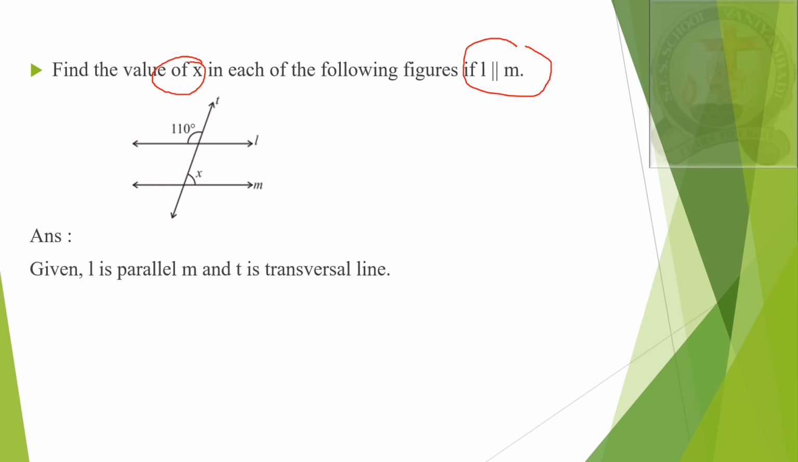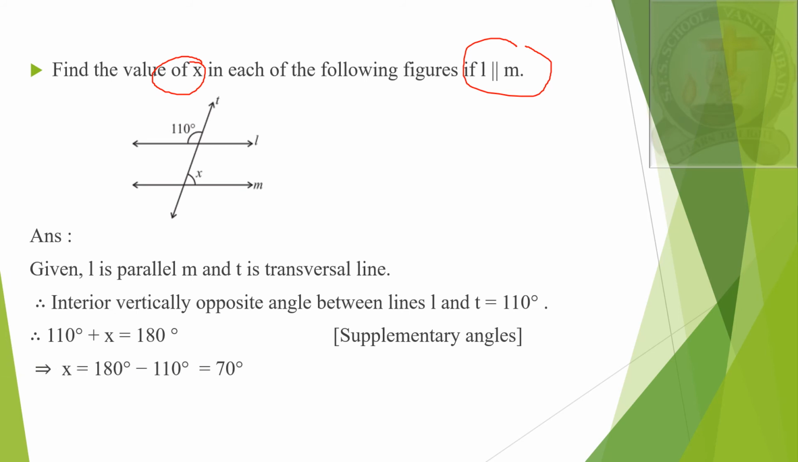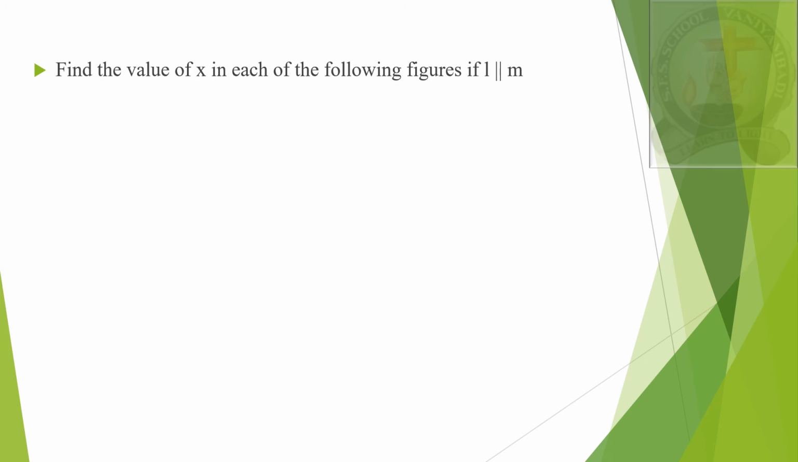Given that line L is parallel to M and T is a transversal line, the interior angles between L and T add up to 180 degrees. So 110 plus x is equal to 180 degrees because they are supplementary angles. If you calculate, x will be 180 minus 110, which is 70, if you bring 110 to the other side. Therefore, the next question is: find the value of x in each of the following figures if L is parallel to M.